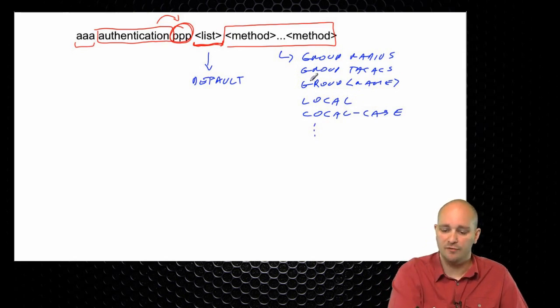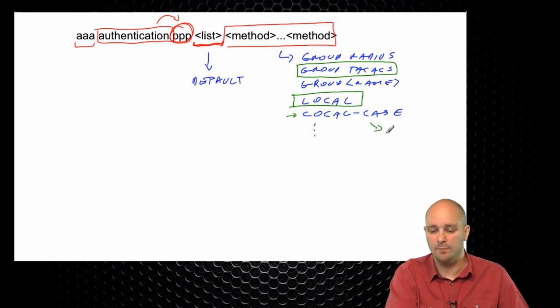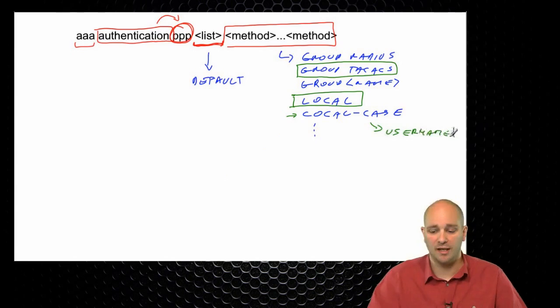Now, obviously, for our current example, what we need is group tacacs+, and if that fails, we need to use the local case insensitive database. This means that we are going to be using local, because local-case is the actual case sensitive one. Also keep in mind that this pertains only to the username, because the password in IOS is always case sensitive. You cannot have a case insensitive password for AAA authentication.